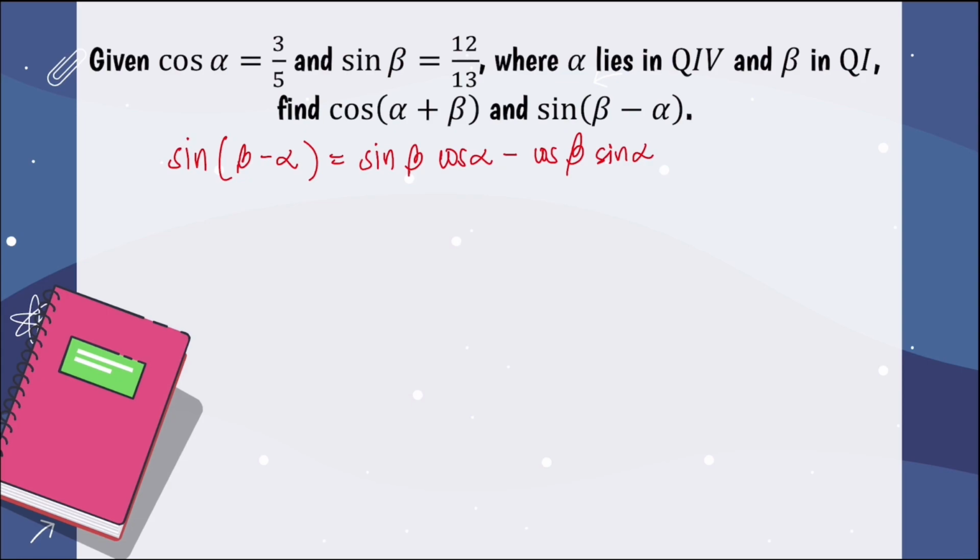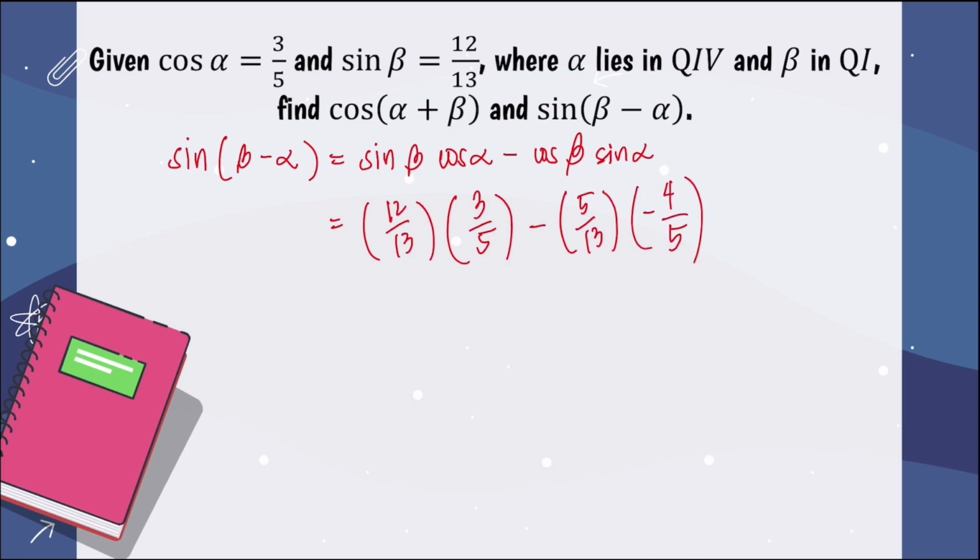Now that we already have the values, we can already substitute here. So we have sine of beta is 12 over 13, cosine of alpha is 3 over 5, minus cosine of beta is 5 over 13, and sine of alpha is negative 4 over 5.